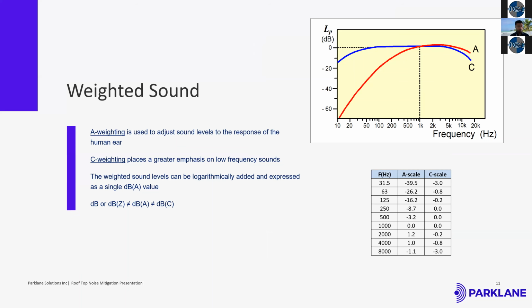Now, weighted sound. Let's say you're measuring sound with a microphone. Whatever you measure, the data that comes out of it is typically on a linear scale, which is whatever the actual sound is. It's represented in a Z-weighted scale, which is not really weighted, so it's just called the Z scale or linear scale. Whereas when a human ear, which is a sensor, hears this sound, it will not be the same as what you actually measured.